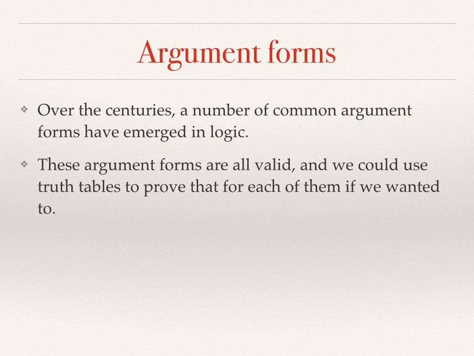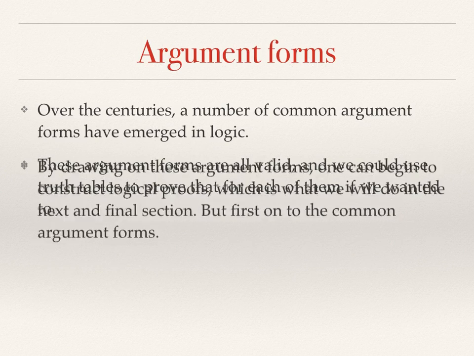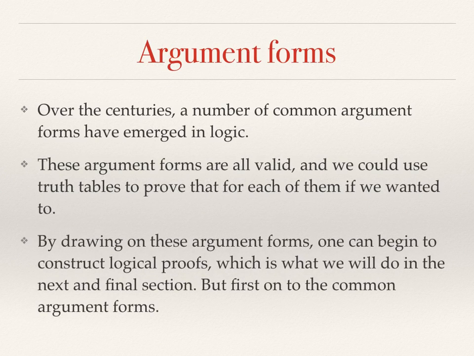We used a truth table to prove an invalid argument form, which is a fallacy called affirming or denying the antecedent, which we'll look at a little bit later. But we could also use truth tables to prove that they're all valid. The valid forms are valid. So by drawing on these argument forms, one can begin to construct logical proofs, which is what we will do in the next and final section. But first, on to the common argument forms.